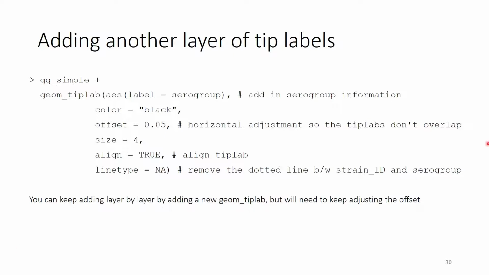So we are going to add another tip label. And this time we're going to add a layer with the SRA group information. I just set the color as black, and this time I added an offset of 0.05, and that's so they don't overlap with the strain ID. Everything else is the same size, and I aligned it as well. But this time I added a new argument called linetype equals NA, and this will remove that dotted leader line. And you'll see why in the next slide.